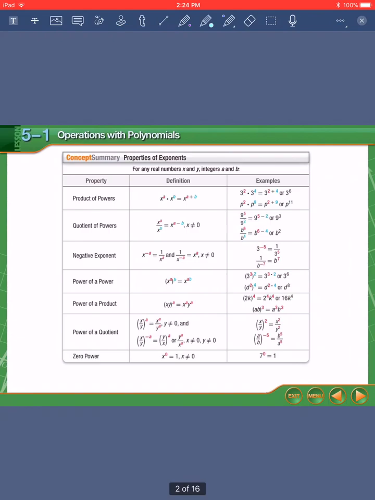When you raise a power to another power, you multiply those exponents. If you have parentheses with a bunch of variables or numbers in the parentheses and it's raised to a power, everything within the parentheses gets that power. Same thing with a quotient. So if you have a fraction and it's raised to a power, everything in that fraction is getting that power. And then the zero power means anything to the zero power equals 1.